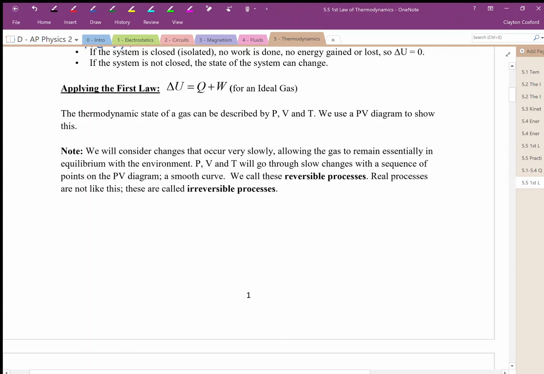So here's what a PV diagram looks like. A very basic PV diagram has an x and a y axis. On the y-axis is pressure, on the x-axis is volume, and there'll be some curves on this diagram. I'll draw a few curves. You might have a curve like this, a curve that looks like this, a vertical line, a horizontal line. It could be a squiggle. It could be anything, really.